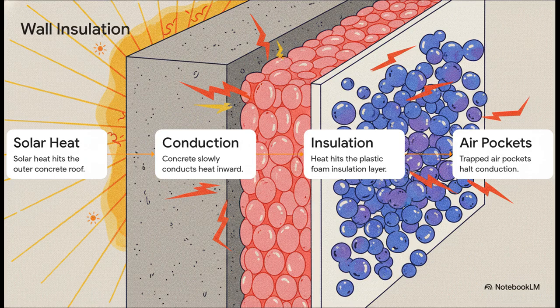Think about this through the lens of modern building architecture. Imagine a multi-layer wall or roof. The blistering solar heat hits the outer concrete, which begins conducting that heat inward. But then, the heat hits a plastic foam insulation layer. Because gases are incredibly poor thermal conductors, the little trapped air pockets within the foam effectively stop the conduction process in its tracks. This is an intentional design choice that totally protects the interior from extreme temperatures.